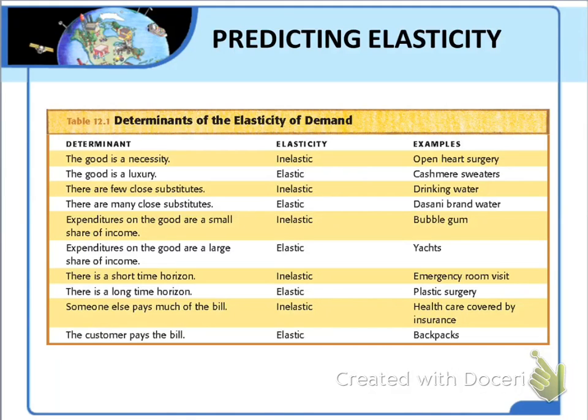In some cases, however, one of the factors has a larger influence on elasticity than the others. This allows us to make a good guess, based on that factor alone, about the elasticity of demand. The table here in this slide lists determinants of the elasticity of demand. For each determinant, the table lists a good for which demand is predictably elastic or inelastic due to the influence of that determinant. So you should pause the video now and spend some time studying this chart and getting an idea of how these different determinants of elasticity of demand influence different products.